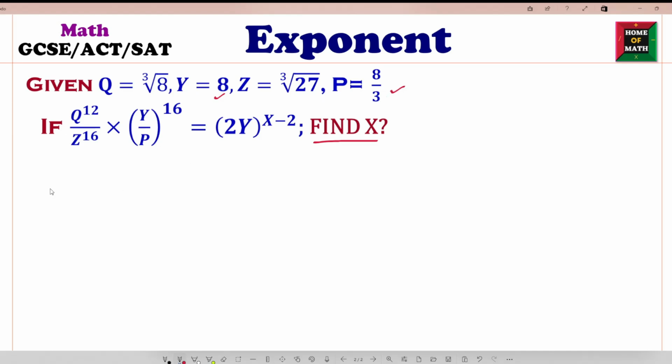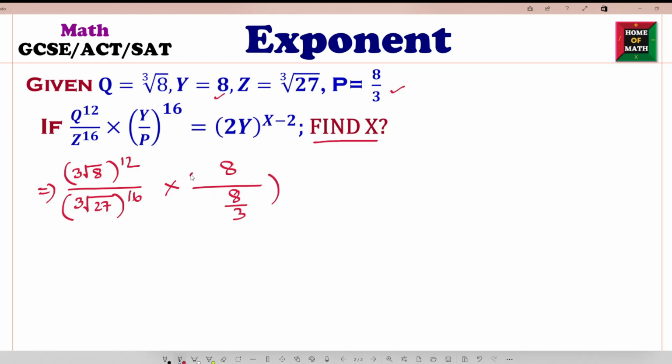So first, here q means the cube root of 8, to the power 12, divided by z, which means the cube root of 27, to the power 16, times y, which means 8, and p, which means 8 by 3, to the power 16, equals 2y, which means 2 times 8, to the power x minus 2.